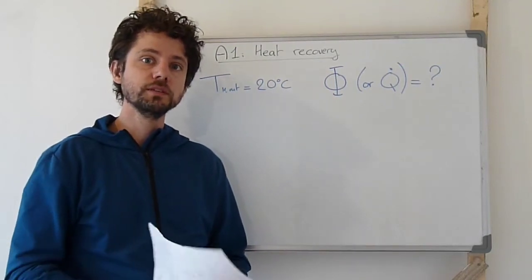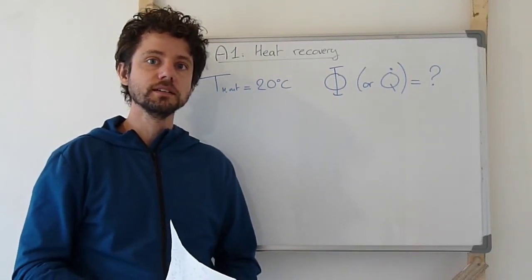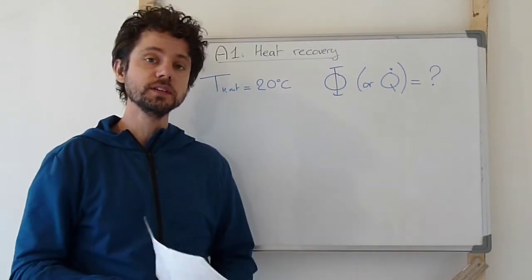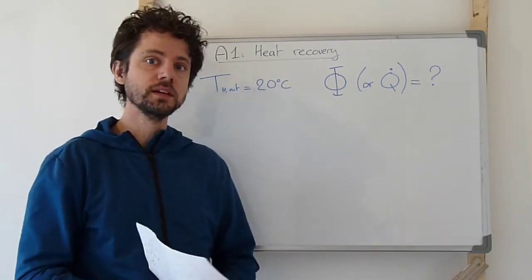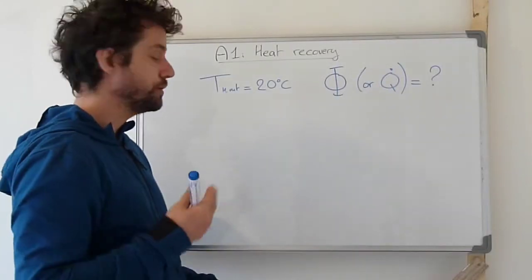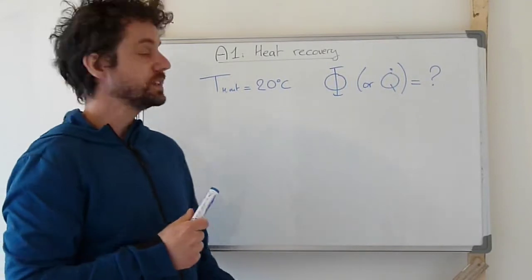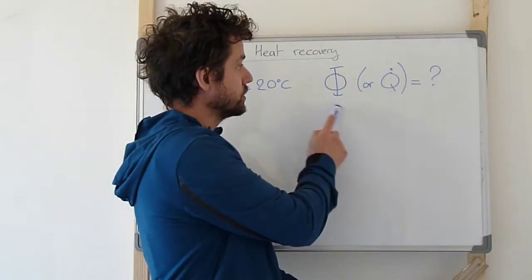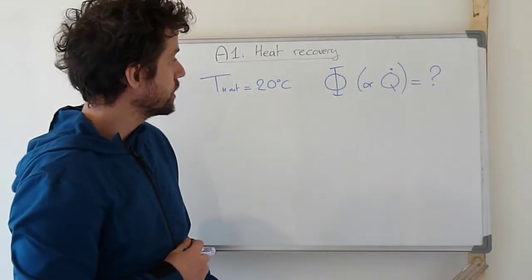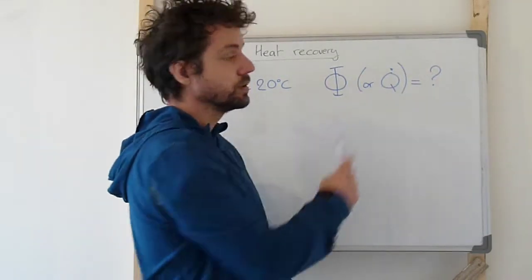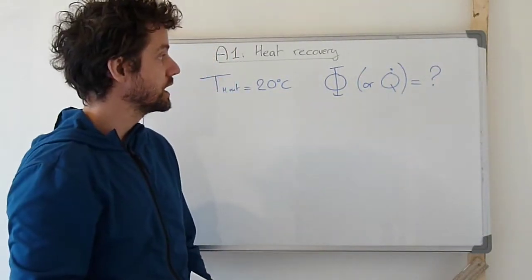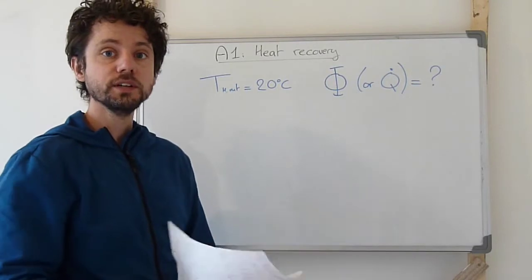First question, before doing the sizing: how much total heat flux is exchanged between the fluids? If we target an outlet temperature for the hot fluid, that is for the flue gas, of 20 degrees, what is the total heat flux? You can write it with the uppercase C or with the Q with the dot, it's the same. We want this value in watts.